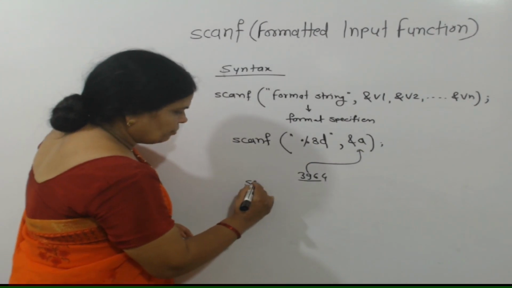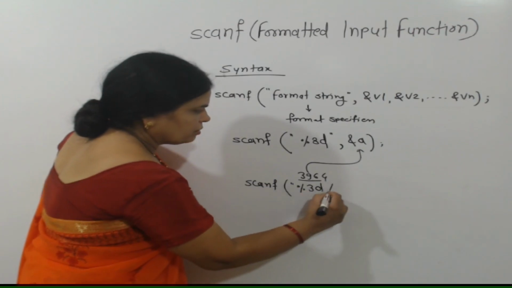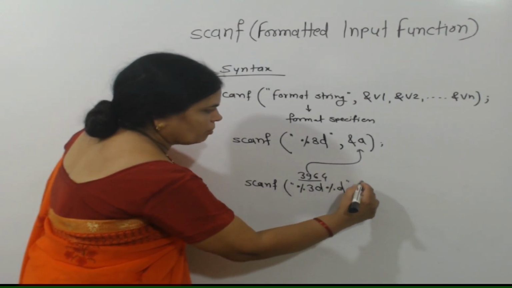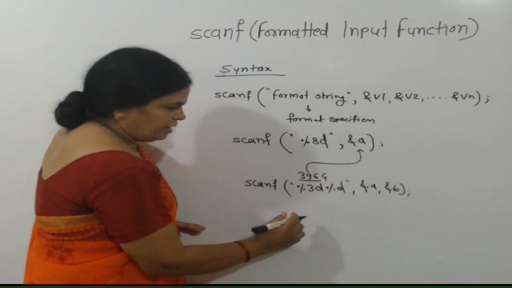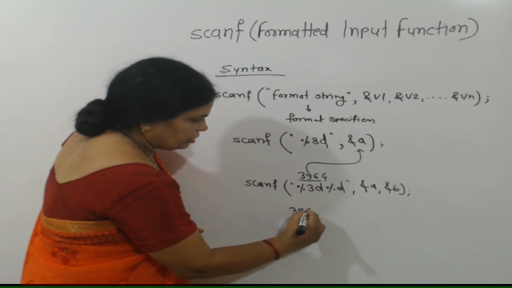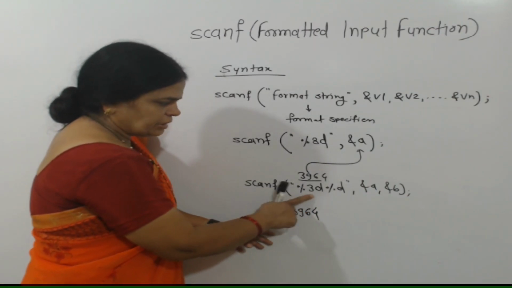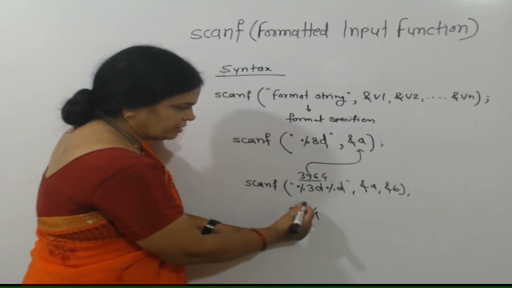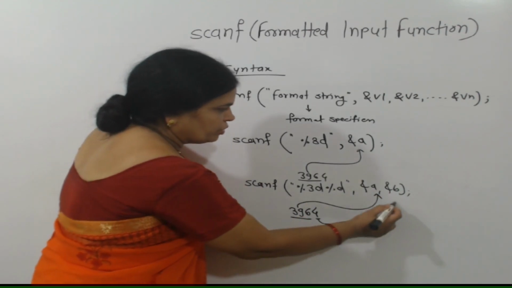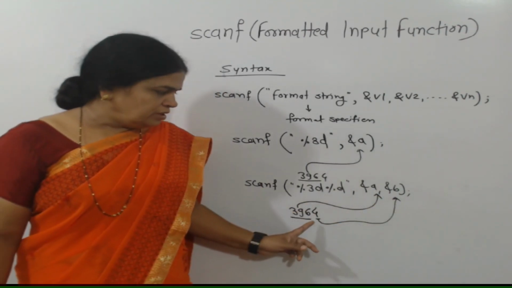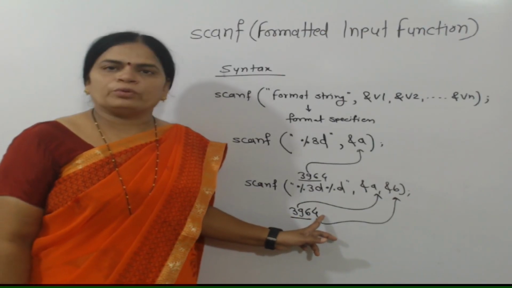So consider the next example. Suppose here scanf %3d %d, comma a comma b, and suppose in this scanf function the user inputs the value 3964. So for the first %3d, the first 3 digits, that is 396, will be stored in variable A and the next value will be stored in variable B. So here with this input, A will contain the value 396 and B will contain the value 4.